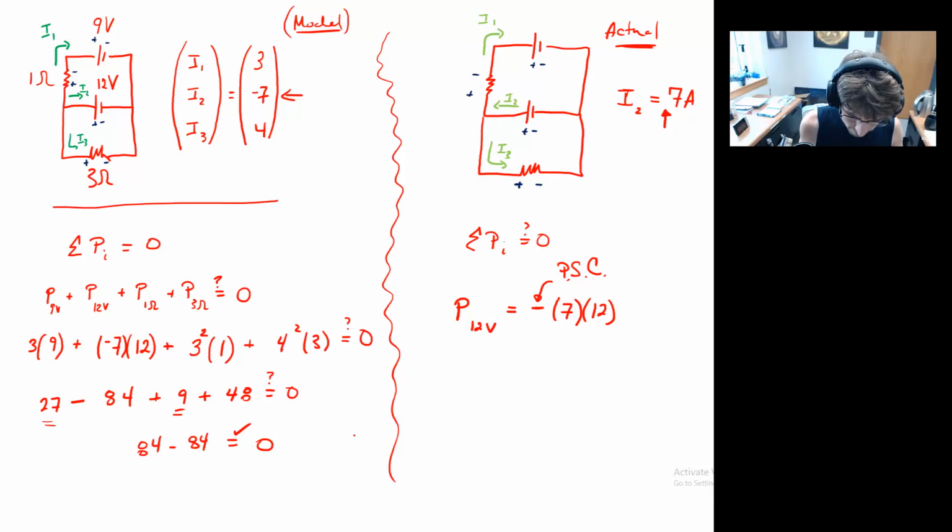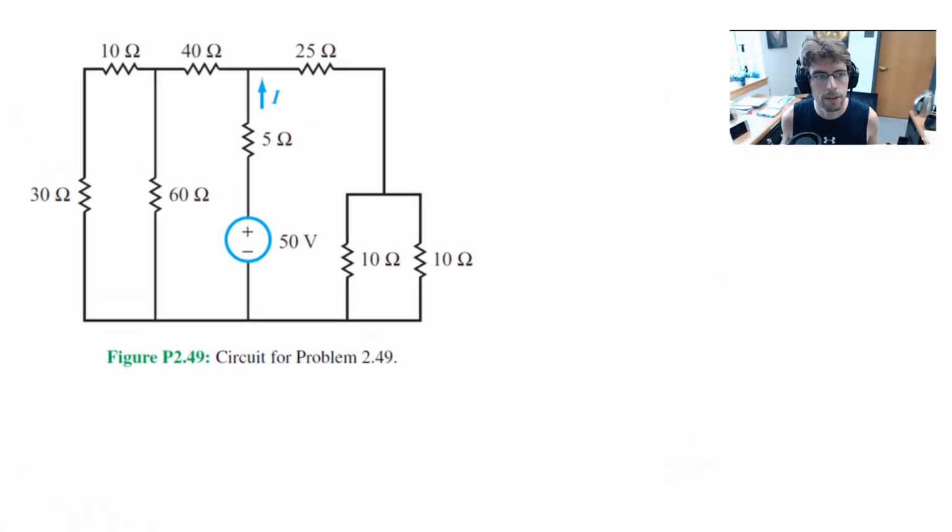Sweet. Okay, so I thought, okay, another example. I'm just going to pull one from the book. I'm just going to take a screenshot of one of the problems from the book and figure, let's just work through it. Just a minute here. Alrighty then. So I just took problem 249 out of the book. And let's go ahead and find the current.